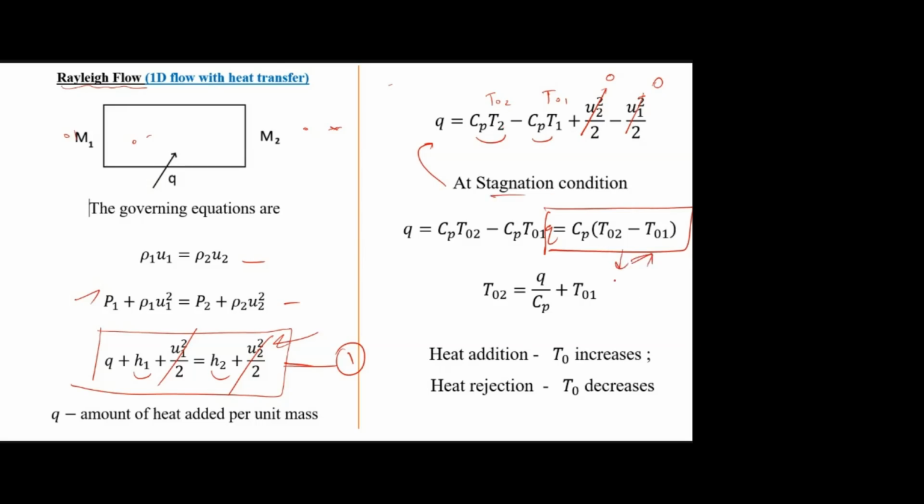From this equation we can find T naught 2, because mostly in the problem they will give the heat transfer value and also the inlet condition T naught 1. Using that you should find T naught 2. Mostly we will use this formula to find T naught 2. By comparing T naught 2 and T naught 1, if T naught 2 is higher, then there is a heat addition. If T naught 2 is lower than T naught 1, then there is a heat rejection. That you can find.